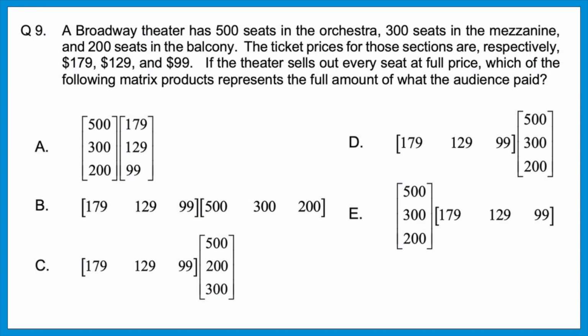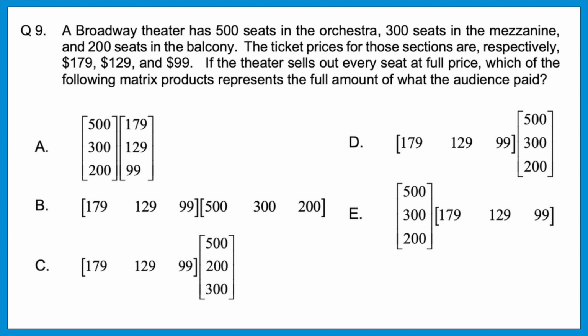A Broadway theater has 500 seats in the orchestra, 300 seats in the mezzanine, and 200 seats in the balcony. The ticket prices for those sections are, respectively, $179, $129, and $99. If the theater sells out every seat at full price, which of the following matrix products represents the full amount of what the audience paid? Give it a try. Press pause, see if you could do it.